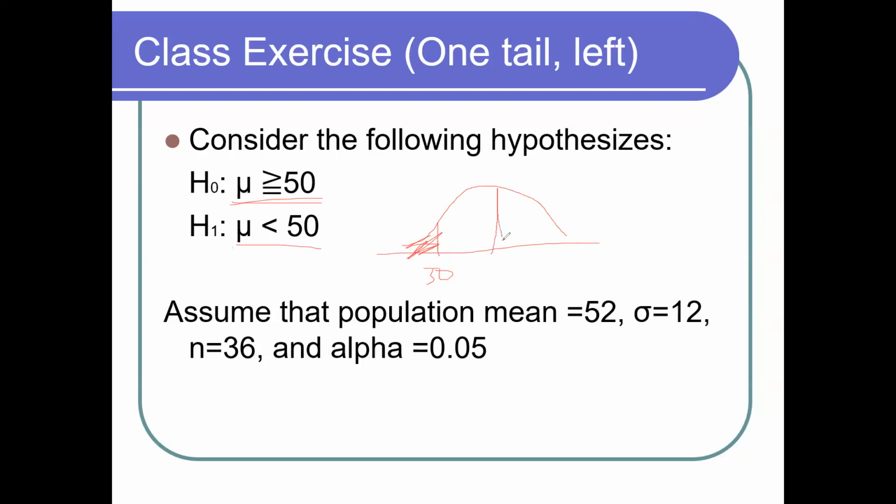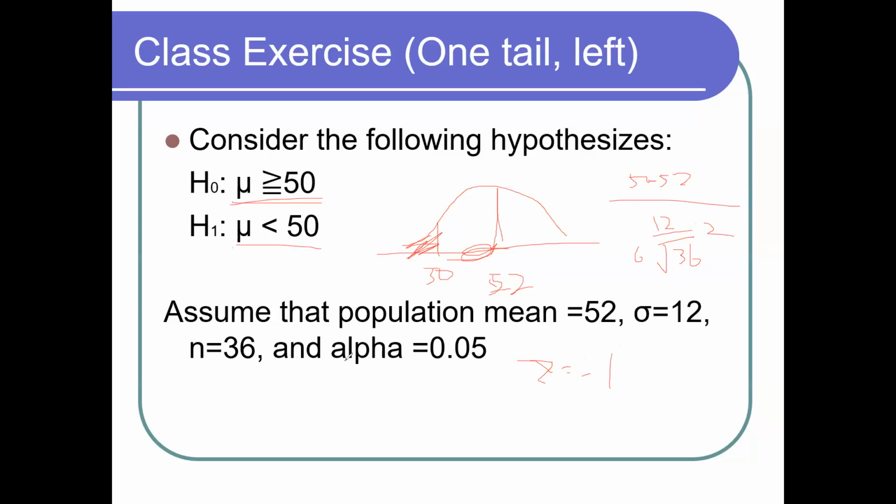So the mean is 52. So we will calculate whether or not the difference is big enough, and then whether we need to reject it, right? So 50 minus 52, divided by 12, divided by the square root of 36, which is 6. So this is 2. So negative 2 divided by 2, the z-score is negative 1.